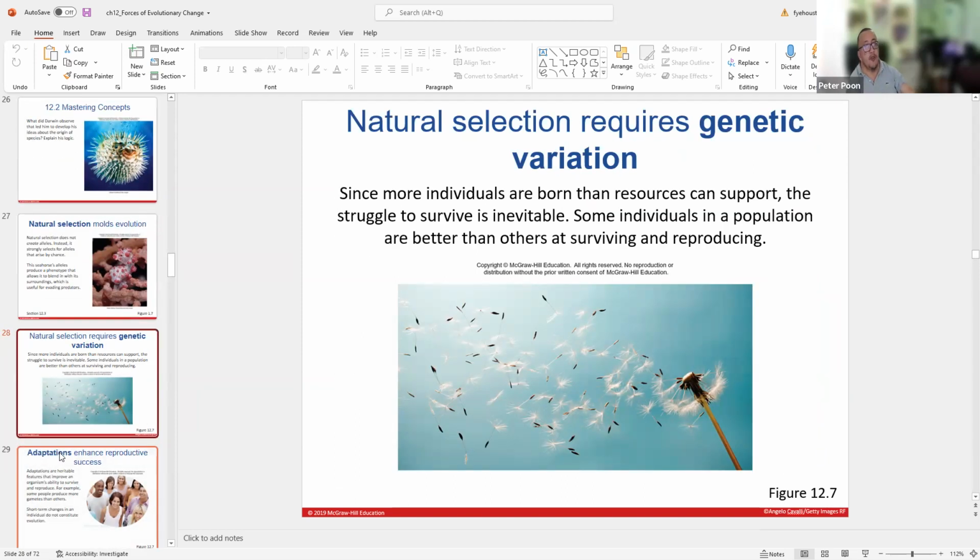So natural selection requires genetic variation. In that cloud of seeds, not every seed is going to grow and survive. In fact, it's far more likely that none of them will, or that only one of them will. Some individuals or populations are better than others at surviving and reproducing.